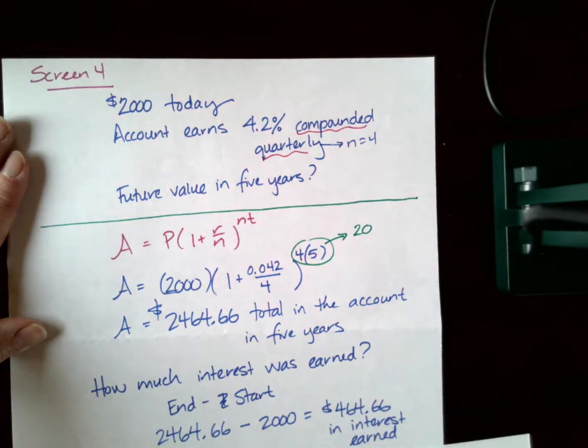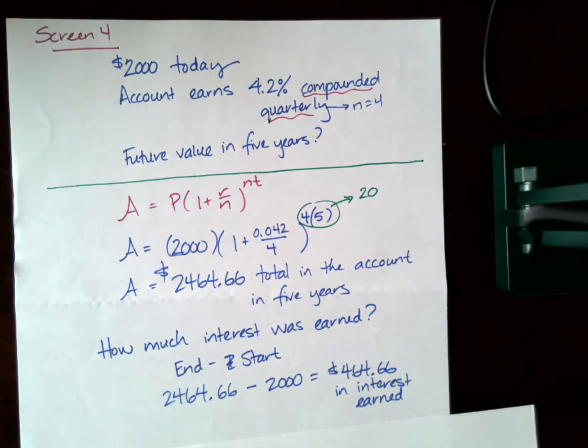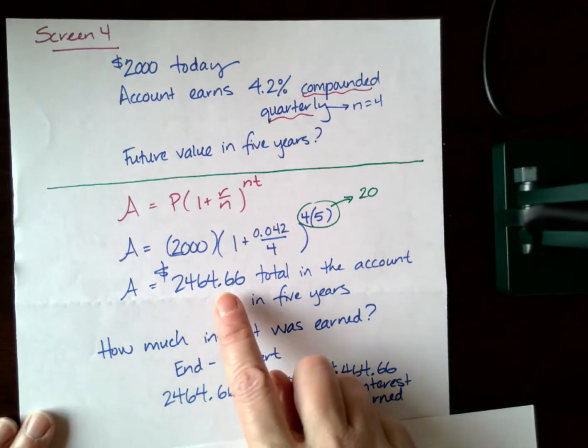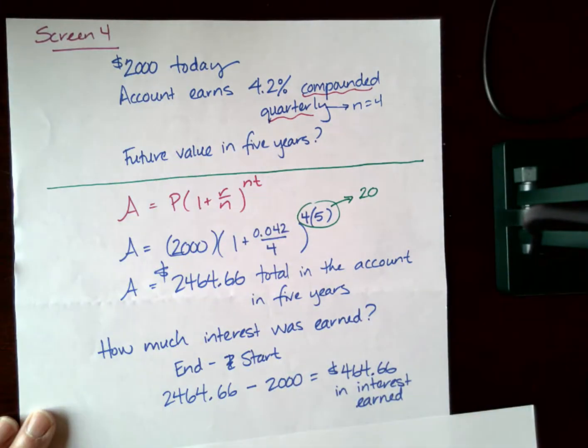And then a follow-up question, how much interest was earned? I'm not sure that was on the slide. It might have been, but I'm not sure. How much interest was earned? Take the end value and take off the start value. So the $2,464.66 minus the $2,000 that was invested, and we'll get $464.66 in interest. And that's not talking about any taxes that would be applied to that. That's just the pure interest that comes out.